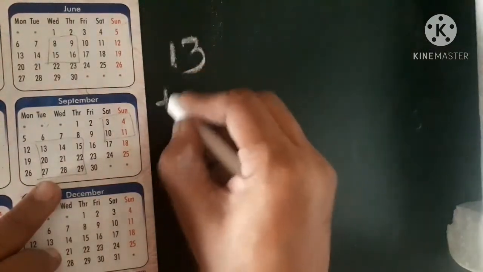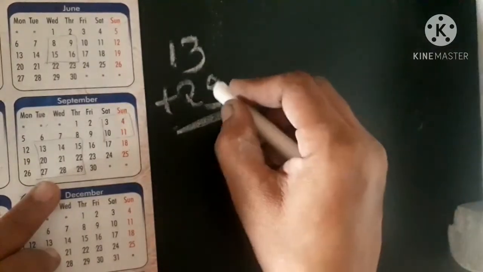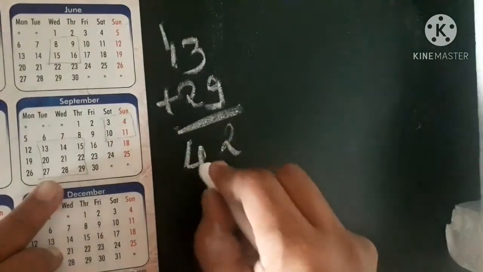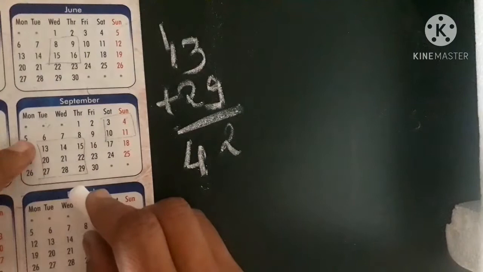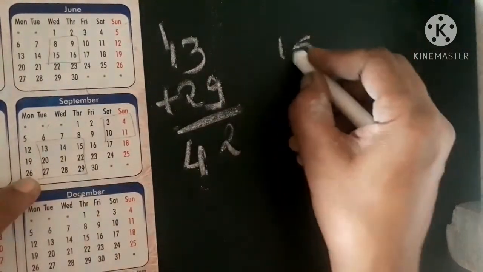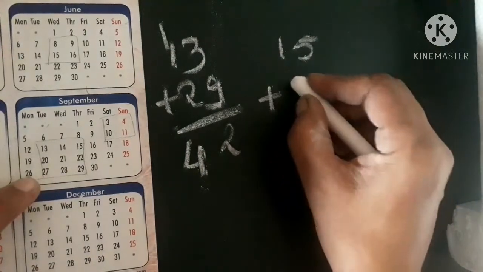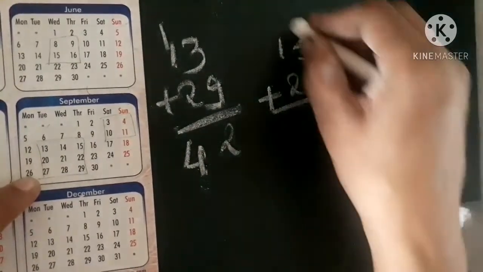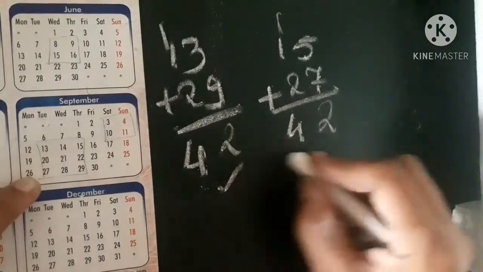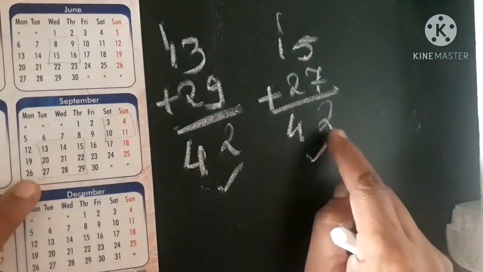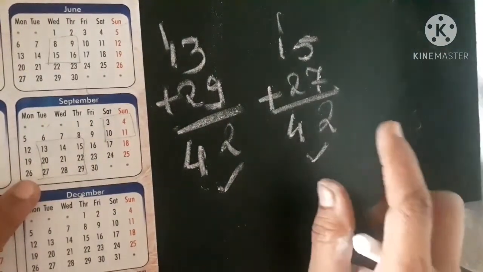13 plus 29, it comes to 9 and 3 is 12, and this is 42. And the numbers at the other diagonal, if I check, then it is 15 plus 27. So here it comes to 7 and 5 is 12, and this is 42. So I hope you understood the sum of the numbers at the diagonals is always the same.